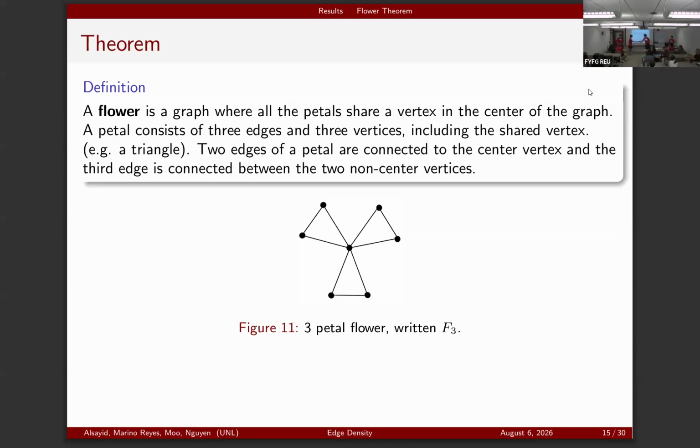Okay. We're transitioning into our theorem. Our theorem has to do with this type of graph called a flower. And a flower graph is basically where all the petals in the graph share a vertex in the center of the graph. So right here.